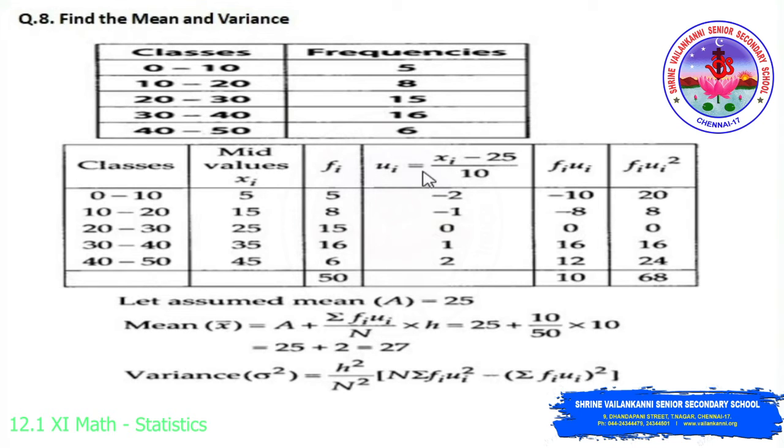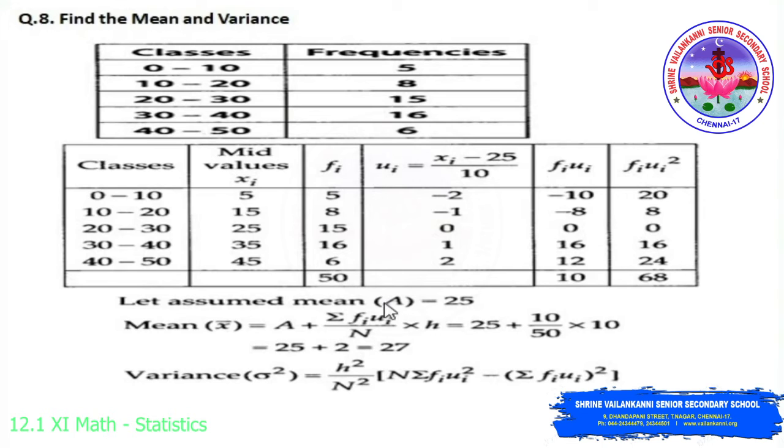Here xi is 5. So 5 minus 25 by 10, which is minus 2. Then 15 minus 25, which is minus 10. Minus 10 by 10 is minus 1. 25 minus 25, 0. 35 minus 25 by 10, which is 1. Then 45 minus 25 by 10, which is 2. Then fi ui is the product of fi into ui. So 5 into minus 2 is minus 10. 8 into minus 1 is minus 8. 15 into 0 is 0. 16 into 1 is 16. And 6 into 2 is 12.